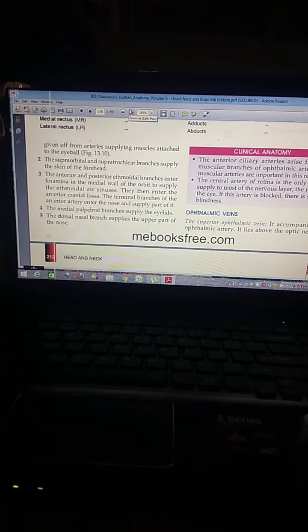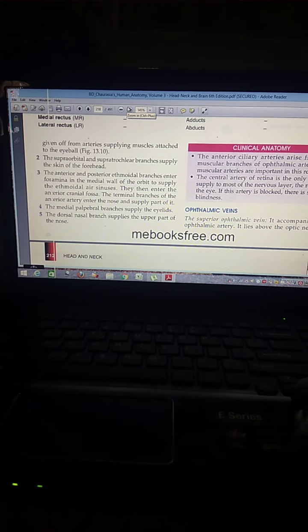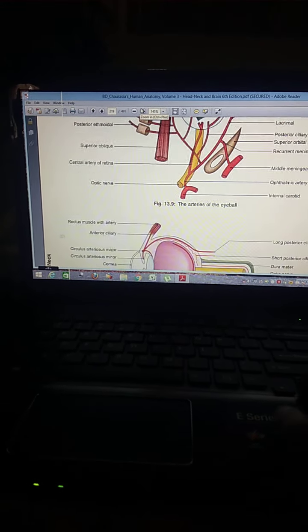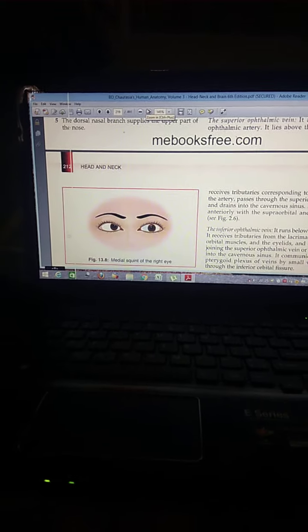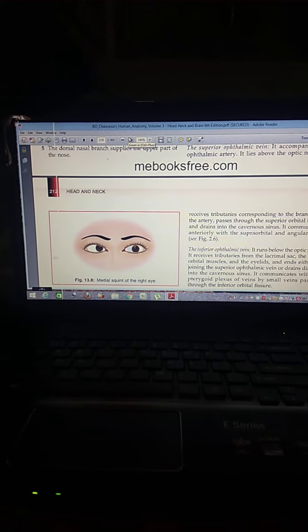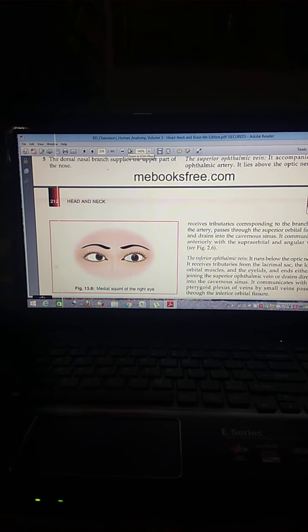Now the ophthalmic vein. The superior ophthalmic vein accompanies the ophthalmic artery. It lies above the optic nerve. It receives tributaries corresponding to the branches of the artery, passes through the superior orbital fissure and drains into the cavernous sinus.